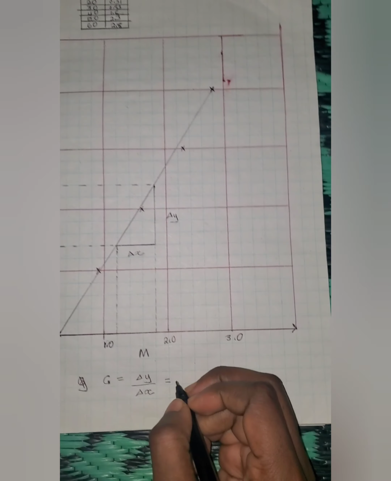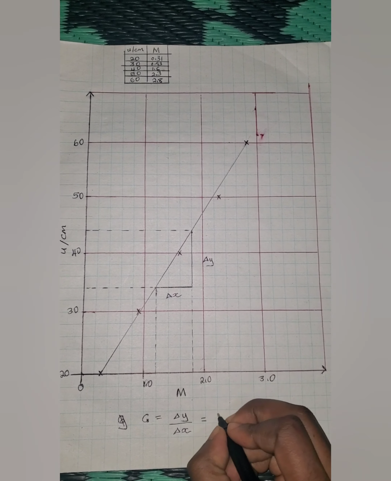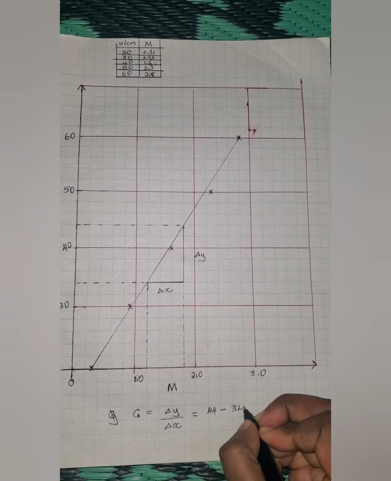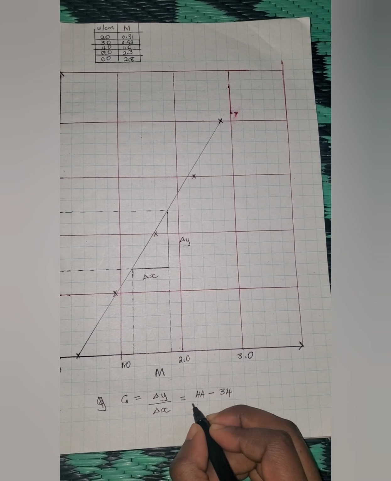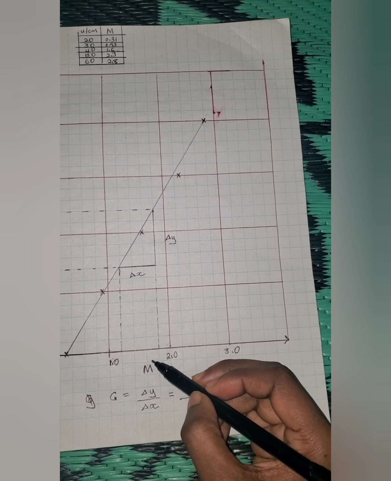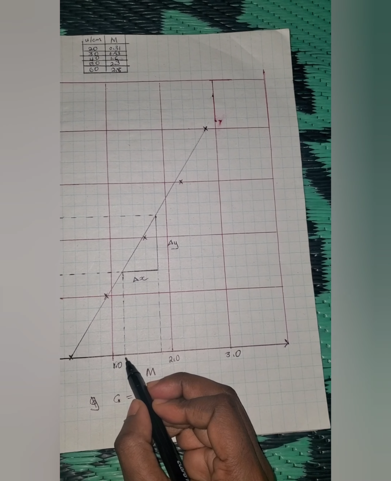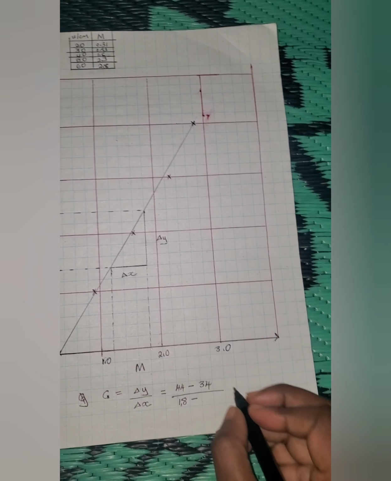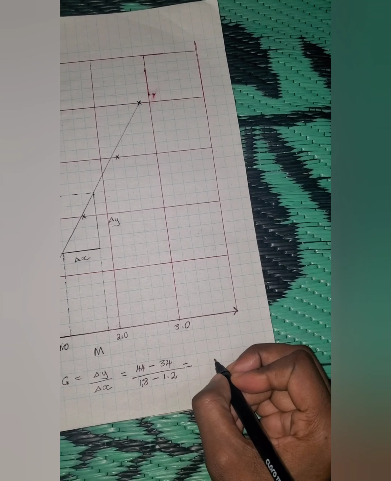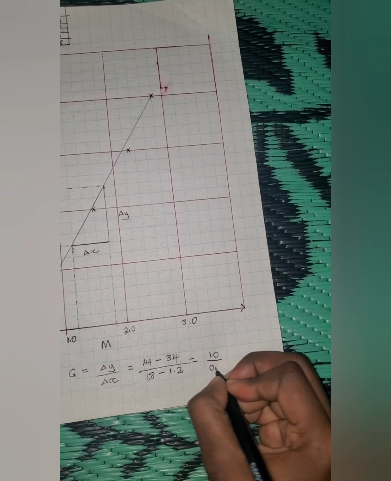And from our graph, our change in y would be this y value, so that would be 44 minus this y value, which would be 34, over our change in x, so that would be 1.8 minus this x value, which is approximately 1.2. So that gives us 10 over 0.6.